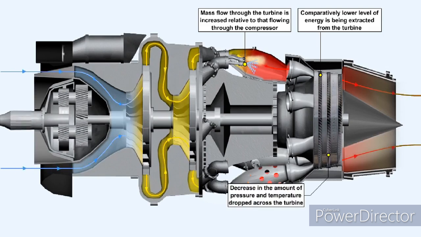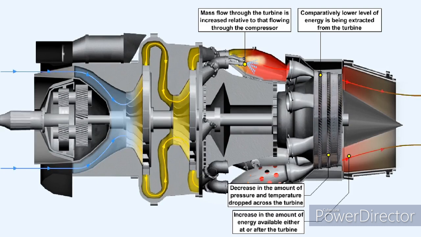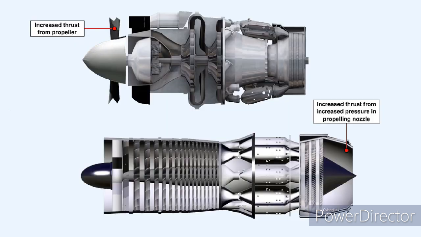there is a related decrease in the amount of pressure and temperature dropped across the turbine. This means that there is an increase in the amount of energy available either at or after the turbine. This can be used to generate extra thrust, either by driving the propeller at a coarser pitch, in the case of a turbopropeller engine, or, in the case of a turbojet engine, by increasing the pressure at the propelling nozzle.